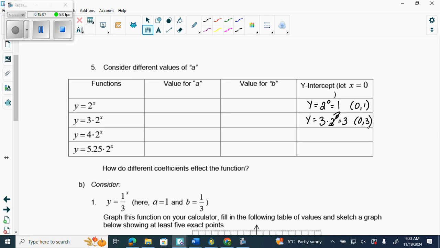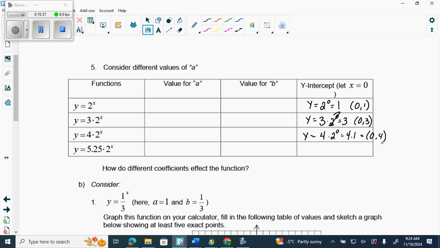So does it matter what unit I'm in? If I ask you for a y-intercept, what are you going to do? Put 0 in for x every single time. And when I say x-intercept, you're going to put 0 in for y. It doesn't matter what math curriculum we're in. That should be what pops into our head instantly. Correct? This one is going to be 4 times 2 to the 0, which is 4 times 1, which is 4.